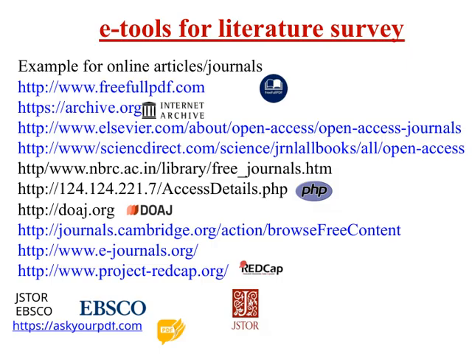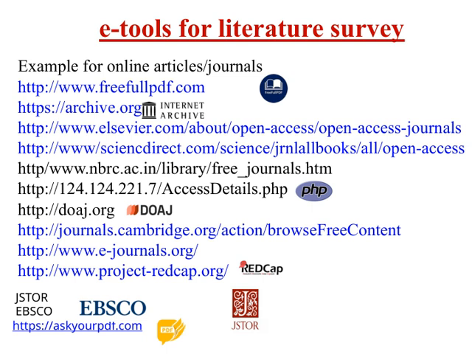Similarly, Science Direct, operated by Elsevier, offers open access options for many journals and articles, allowing you to find research across numerous disciplines. The NRBC library site provides links to free journals specifically, which can be very helpful if you're looking for accessible academic content. DOAJ, the Directory of Open Access Journals, is an excellent curated list of peer-reviewed open access journals from around the world, ensuring quality and credibility.